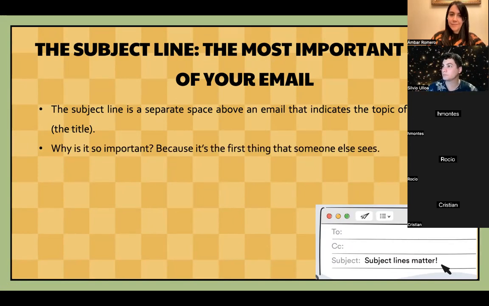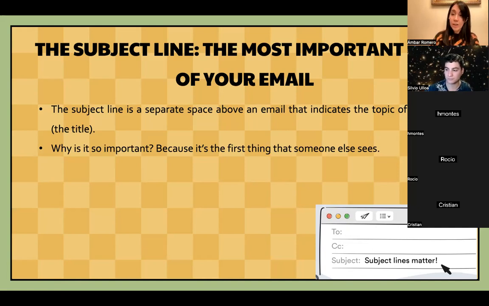Why is it so important? Because it's the first thing that someone else sees. Right. So Silvio mentioned that, for example, if you write a subject line that has too many emojis, or too many exclamation marks, or suspicious words, for example, see this urgently, open the email, the first thing that we will think about is, okay, this is spam, or this is a virus.